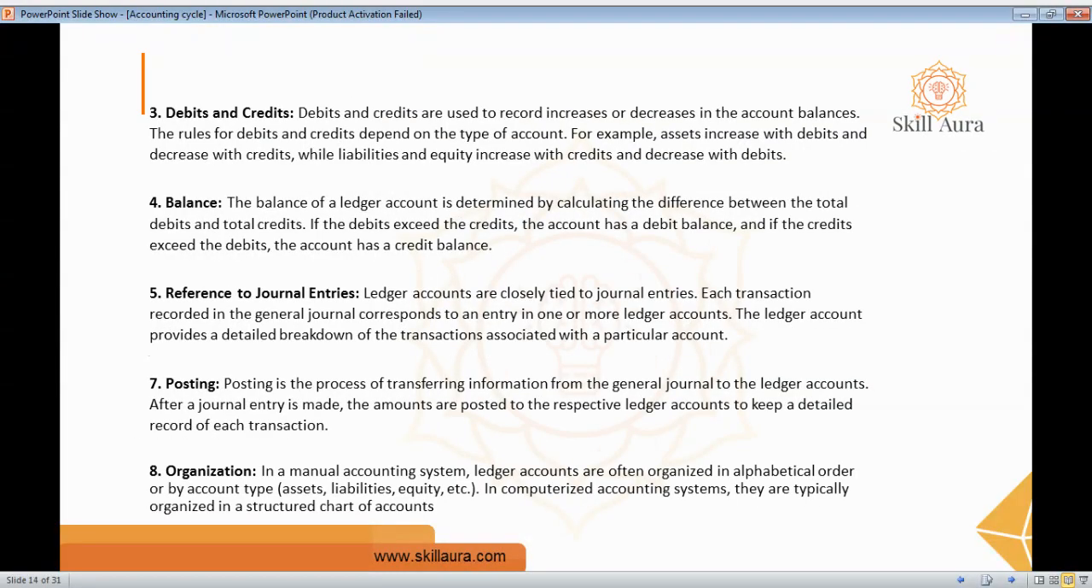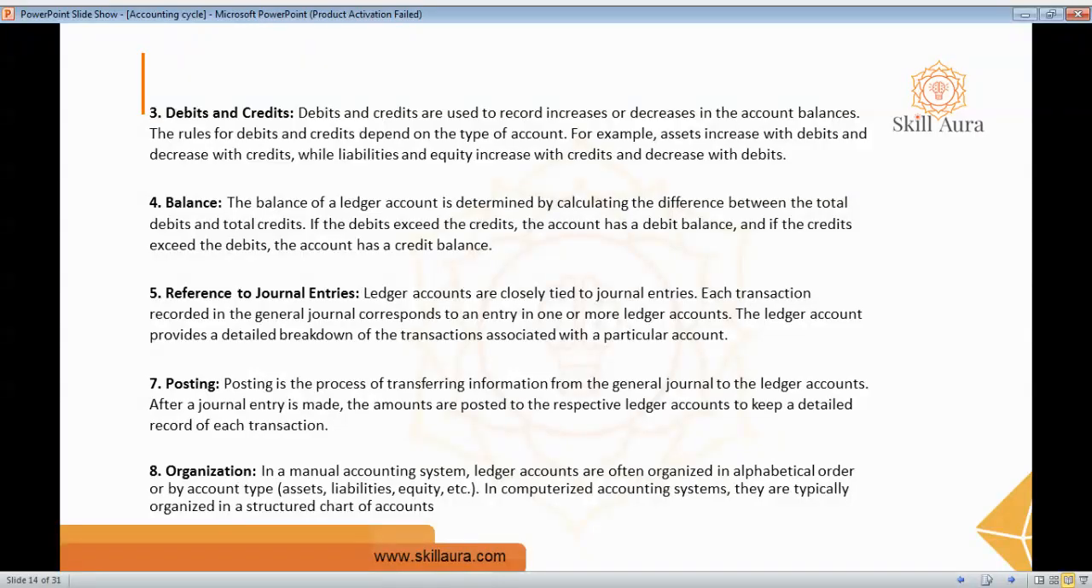The next one is debit and credit. Here we'll use debit and credit to record increases and decreases in the account balance. So it must balance in both debit and credit. The rule of debit and credit depends on the type of account. For example, asset increases with debit and decreases with credit. When liability and equity increase, they increase with credit and decrease with debit.